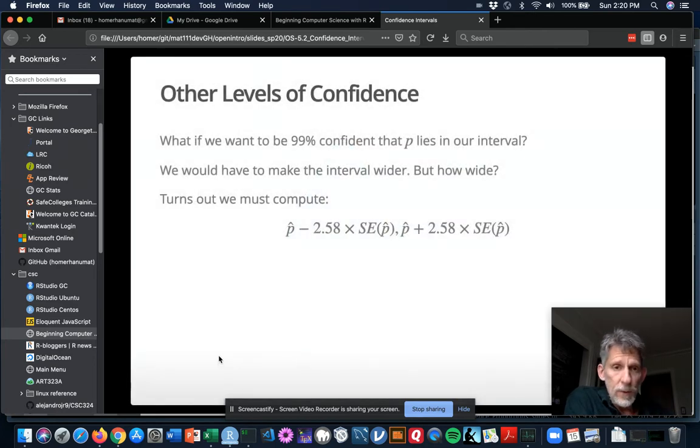Now, what if you wanted to be more confident that the unknown population proportion P lay in your interval? You would need to make your interval wider, cover a wider range of possible values for P. But how wide should you make it? It turns out that you work the same way, but your lower bound is got by subtracting 2.58 times the standard error for P hat. And the upper bound will use the 2.58 number as well.